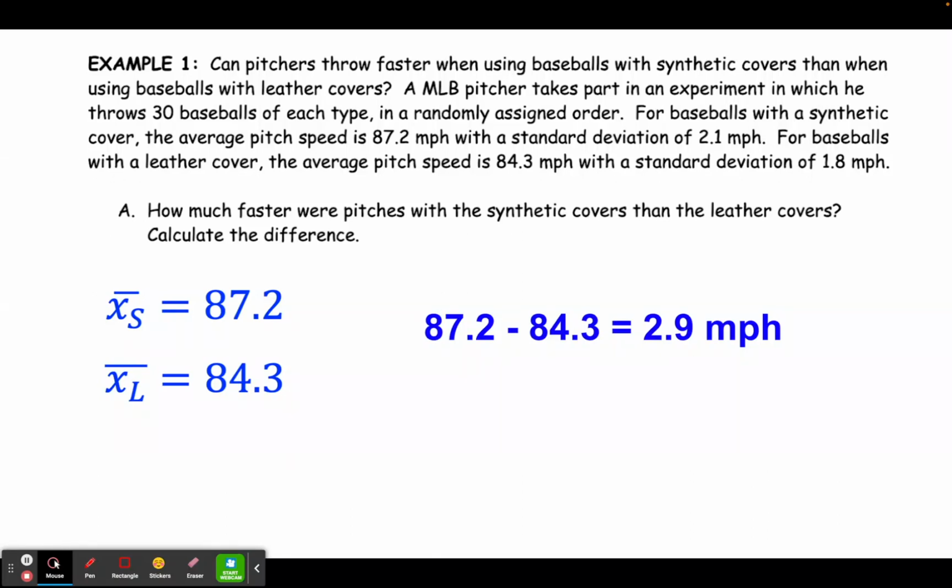That's a pretty good difference, I think. I don't pitch in baseball, but I would think 2.9 miles per hour would be a good advantage for a pitcher. But we're going to use that to calculate the true mean difference between pitching with those two different types of balls.